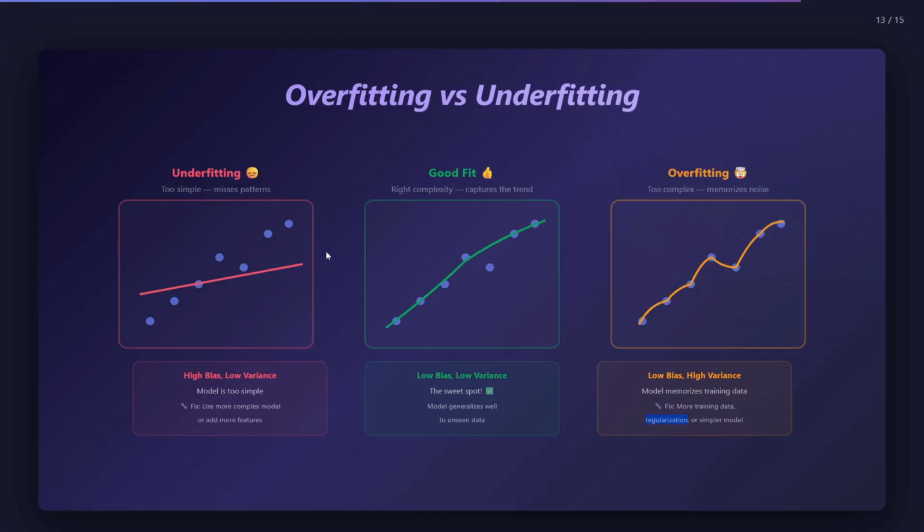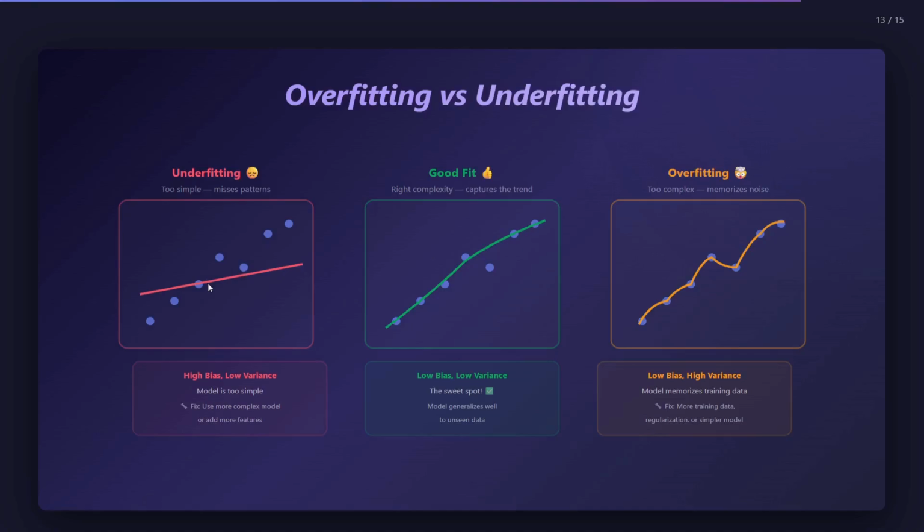Yeah, so now we will understand what overfitting versus underfitting is. This is a very important concept, I would say. If you see this diagram, on the left side we have the underfitting. That means this model is too simple and missing the patterns, right? If you see here, the straight line is trying to fit some curved data, but it has missed many patterns here, right?